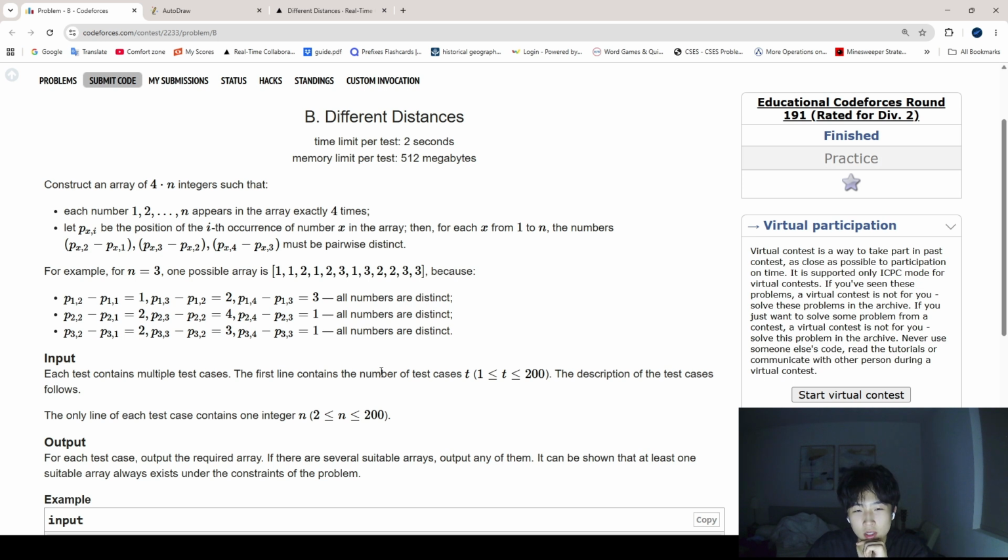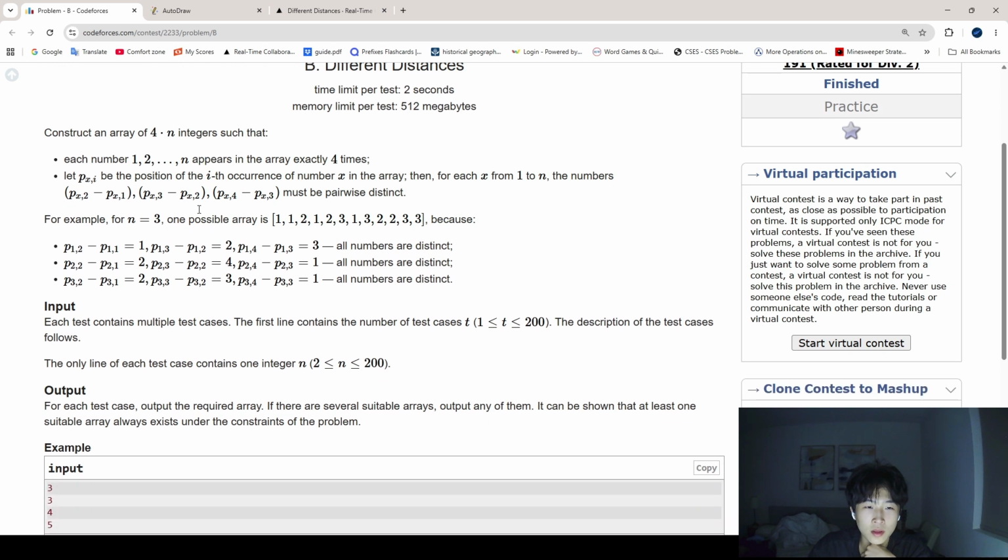So basically it's asking that, it's a construction problem where it asks you to construct an array where each number 1 to n appears 4 times, and for each number, the distances between the indexes of each number, the sorted indexes of the values, have to be pairwise distinct.